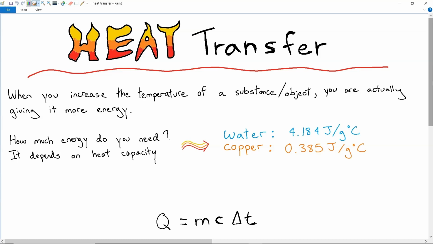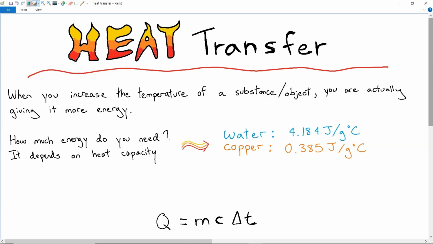As something gets heated up, it gets hotter. But what that actually means is we are giving a substance or an object more energy. And the amount of energy that we need to add to an object or substance to increase its temperature is dependent on what's called heat capacity. So everything in the universe has its own unique heat capacity.